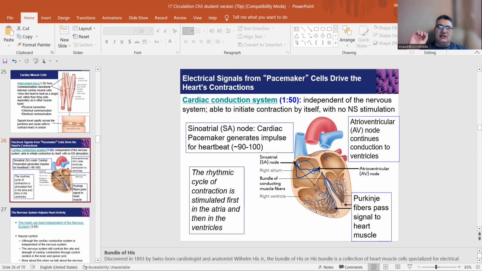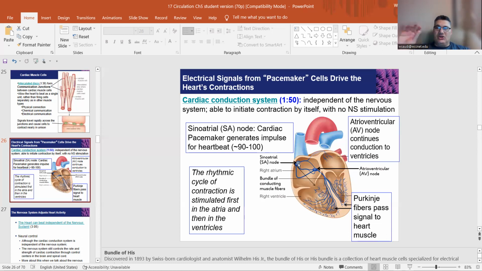SA node is the pacemaker. What do you mean? This is the one that's responsible for the pace. What's the pace? The pace is how many per minute. Is it 70? Is it 80? So the pacemaker makes the pace. Electrical signal, electrical signal, electrical signal, making the pace, sending it through this pathway to the AV node, AV bundle, bundle branches, Purkinje fibers to the muscles.